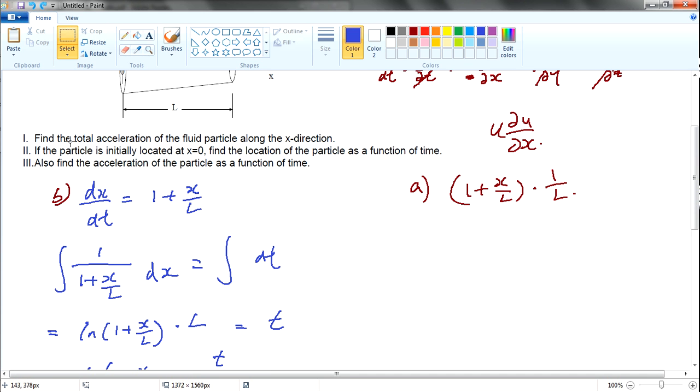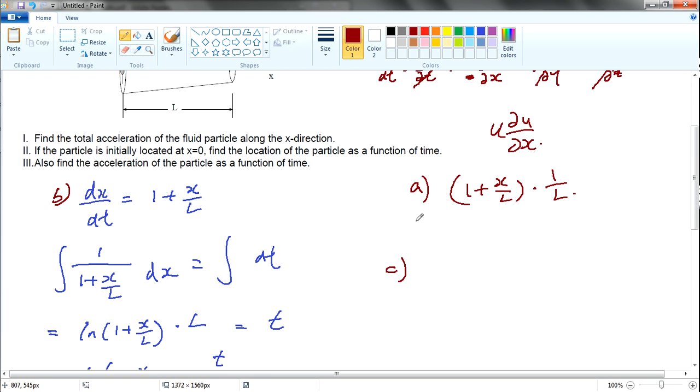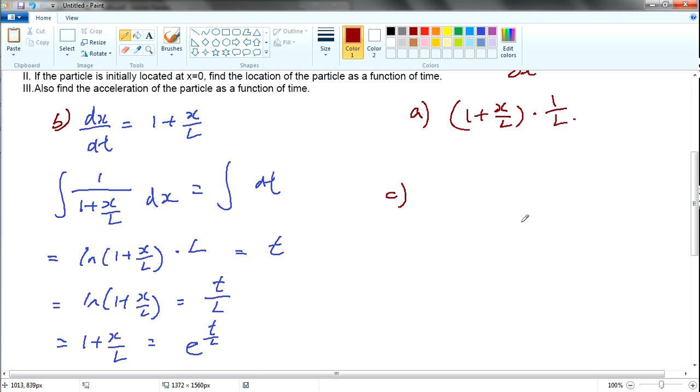So this is part 2 of the problem. Now let's talk about part 3. Part 3 is to find the acceleration of the particle as a function of time. Since we have this equation already, you can eventually differentiate it 2 times, and you get an equation to describe the acceleration of the particle. Let me hold on a while.